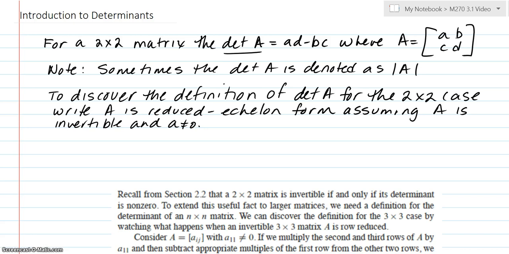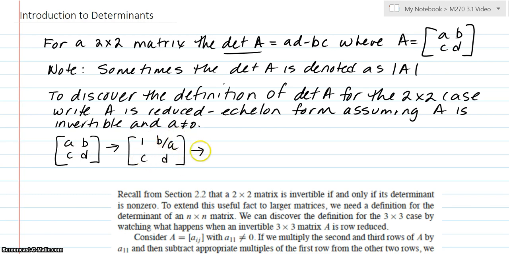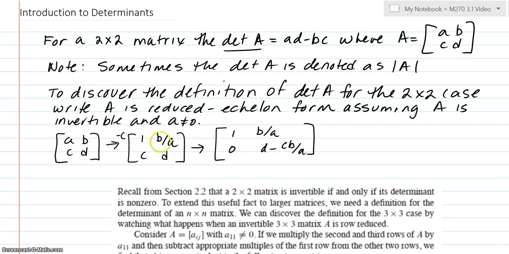To discover the definition in the 2 by 2 case, we're going to write A in reduced echelon form, assuming A is invertible and A is not 0. So let's go ahead and do that. The first thing I want to do is divide the first row by A. Then I'd like to get a 0 where the C is. So I'm going to multiply the first row by negative C and add it to the second row. What you get here is negative CB over A added to D. I put the D first.